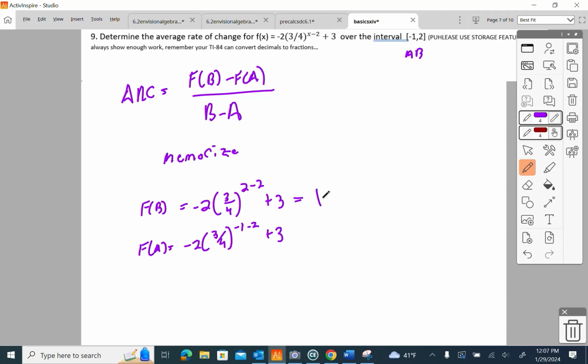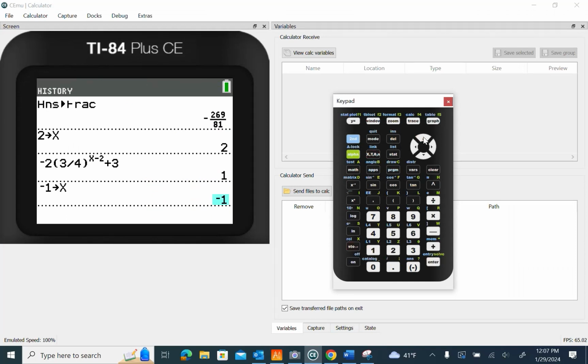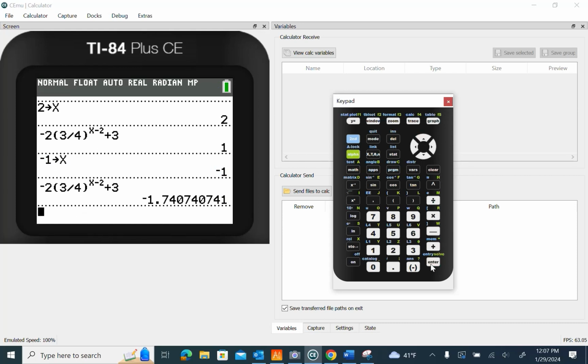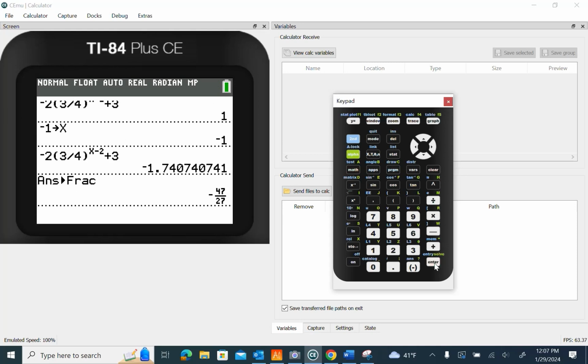Do the next one, I'm going to take a negative 1, store it to x. This is the one that's just bad. Highlight, enter, enter. Convert back to a fraction. Negative 47/27.